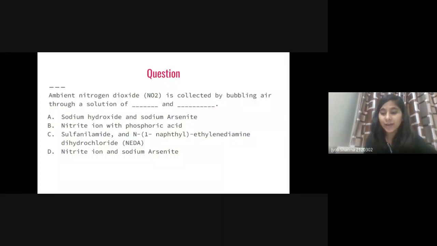Anyway, we should have some absorbing media for nitrogen dioxide. For that, we have a solution of 2 chemicals, and based on that we will have the absorbing media in which we can collect this nitrogen dioxide. So ambient nitrogen dioxide is collected by bubbling air through a solution of what and what? I have the options: sodium hydroxide and sodium arsenite; nitrate ion with phosphoric acid; sulfanilamide and NEDA; and nitrite ion and sodium arsenite.